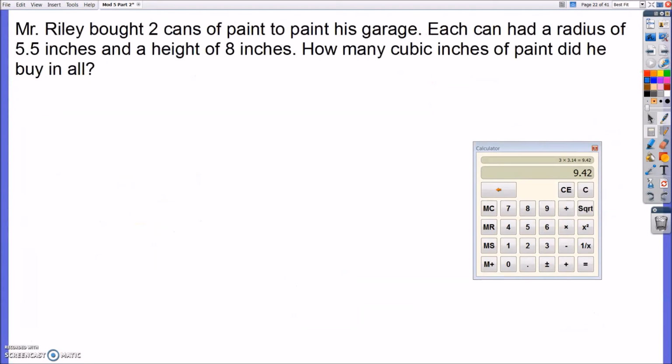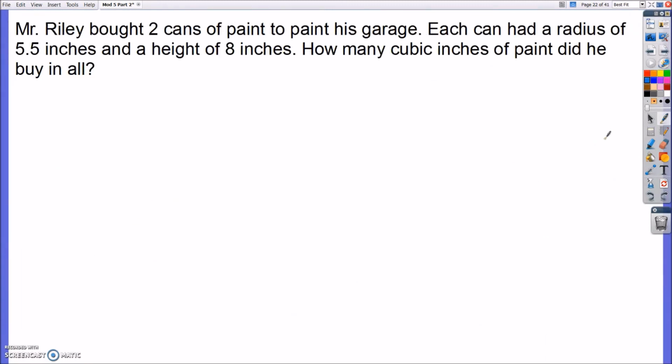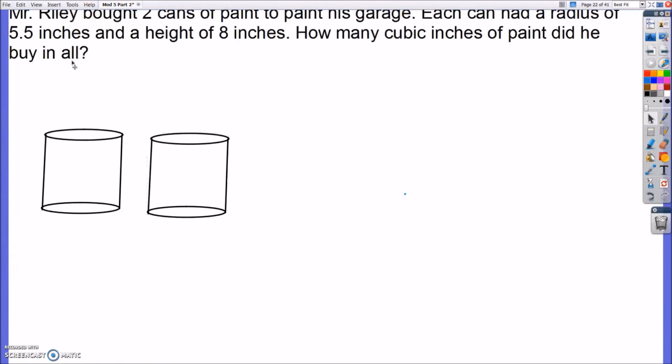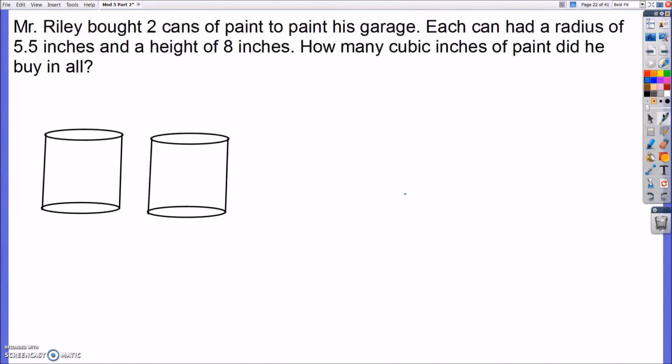All right, so let's go and look at one more now. It says Riley bought 2 paint cans in the garage. Each had a radius of 5.5 inches and a height of 8 inches. So if we go ahead and look at this, let's bring up some paint cans. So here are my 2 paint cans. I'm going to focus on one of these, but it says that each has a radius of 5.5 inches, and it has a height of 8 inches. How many cubic inches of paint are in both of them?